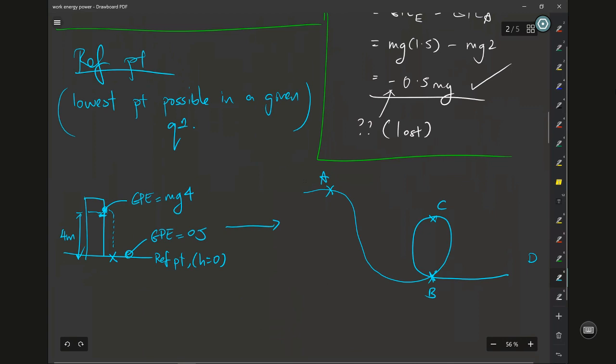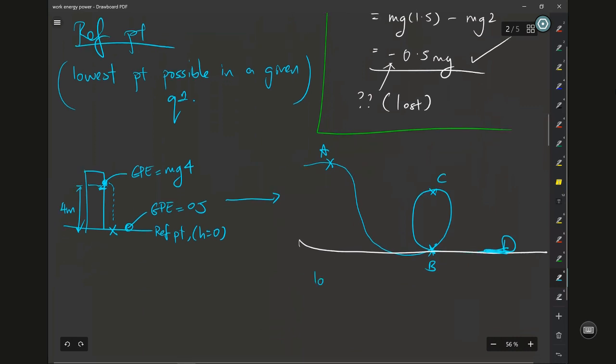Okay, now at this point, where is our lowest point in this question? Pardon my drawing, but actually point D is on level ground. So the lowest points possible here are B and D. And let's say this is like 40 meters above ground, and point C is like 30 meters above ground. Now what is the GPE lost as it goes from A to C? First thing, is it a loss or gain?